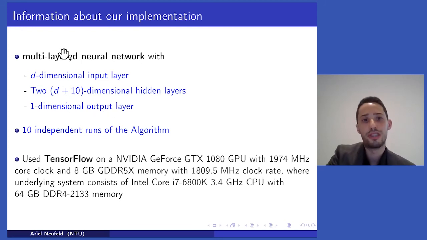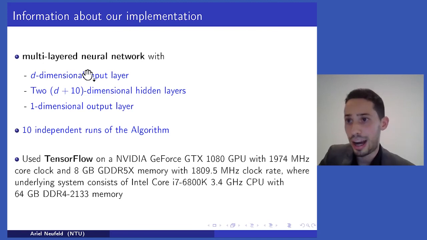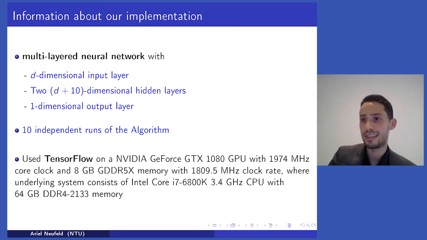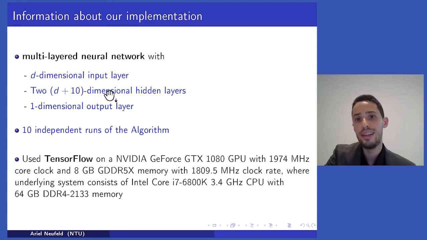The D dimension and one dimension, of course, are clear. The D dimension corresponds to the prices of each stock at the current time. So we have D stocks, and these are the prices at time 0. The output layer is exactly the price of your financial derivative. But you see, we just use two hidden layers, and the dimensions are just D plus 10.